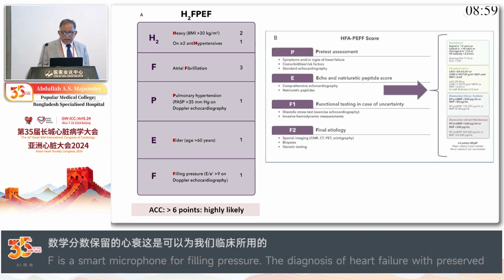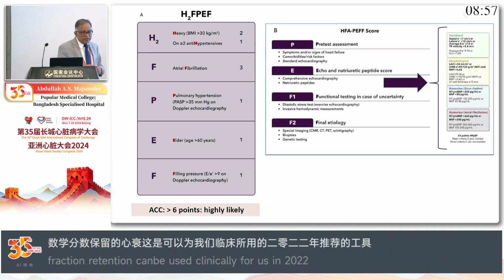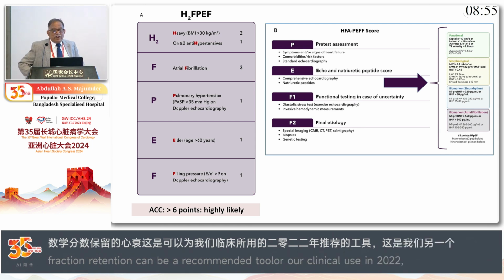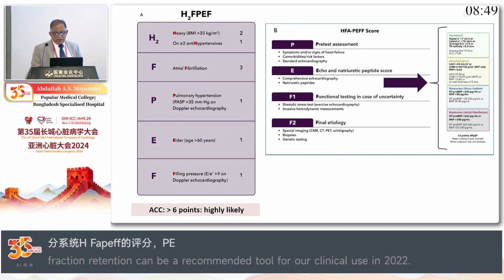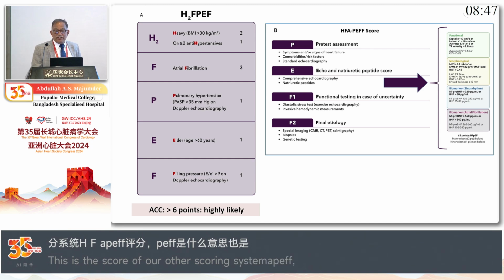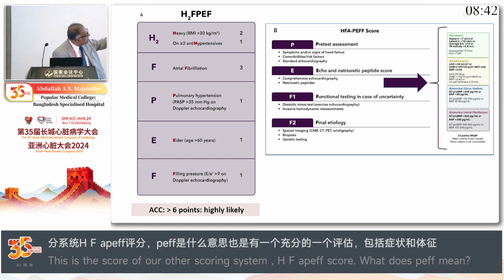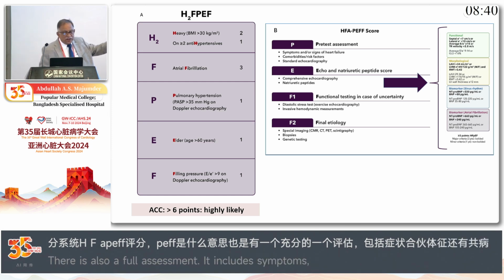And this is another scoring system developed by the ESC. They said that the HFA-PEFF, where HFA is Heart Failure Association, and P means pre-test assessment: symptoms and signs of heart failure, comorbidities or risk factors, and standard echocardiography. These are the 3 points for the pre-test assessment of HFpEF.